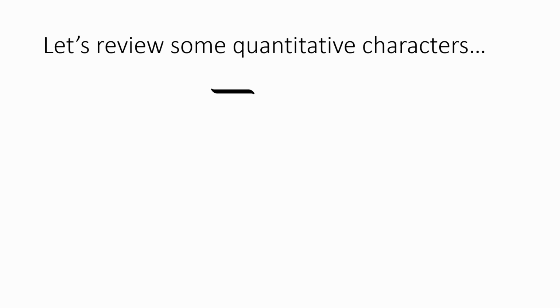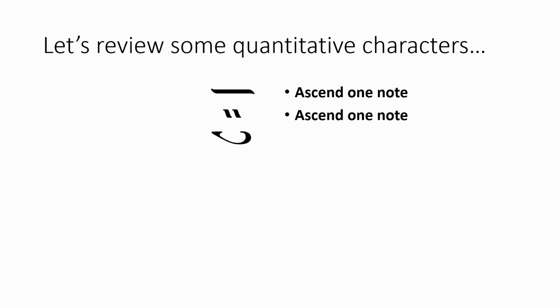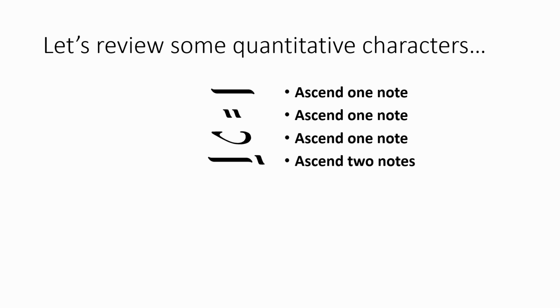We have the oligon, which tells us to go up one note. The kendimata, which instruct us to slide up one note. And the petasti, again, ascend one note. How about the oligon with one kendima to the side? That is an ascent of 2 notes.